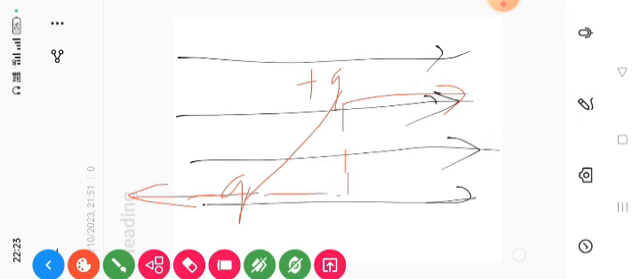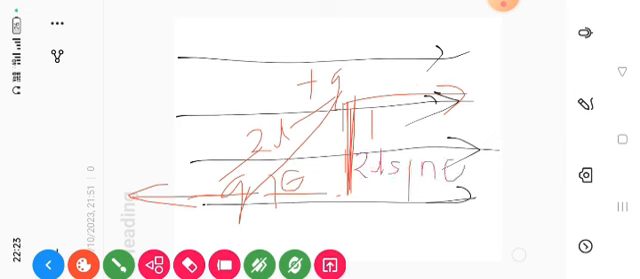How much is the perpendicular distance? Suppose this line is making an angle theta with the electric field. Clearly, and this length is 2l, I told you earlier. So how much will it be? From trigonometry we can easily find this will be 2l sine theta. So the perpendicular distance is 2l sine theta.